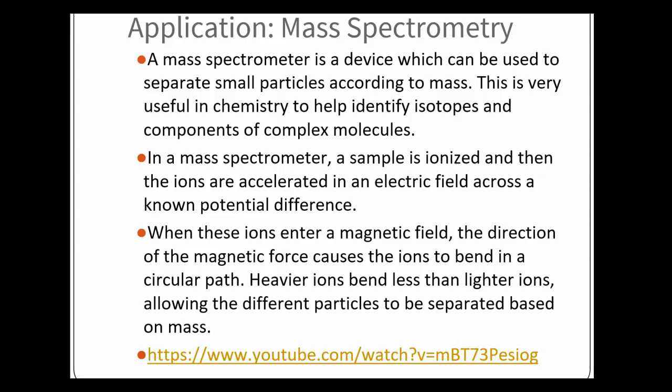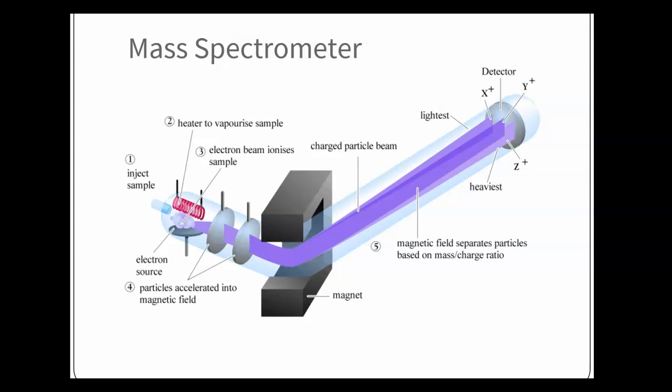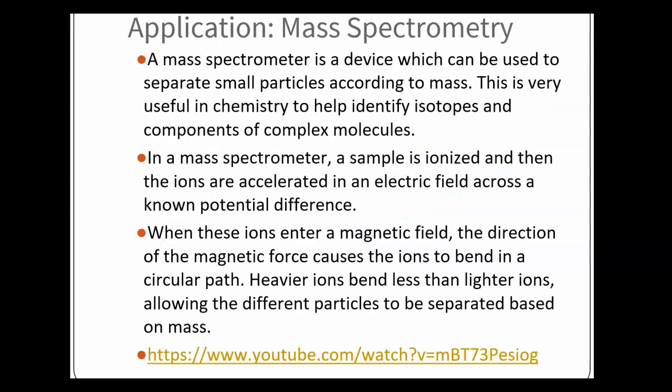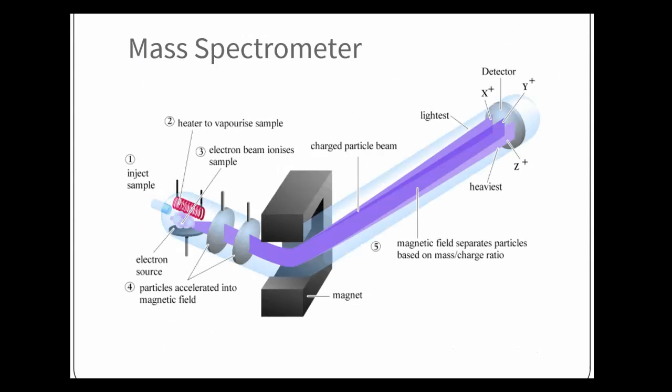Anyway, that's just an example of a mass spectrometer. Basically, they're used in chemistry to separate out different isotopes and elements based off of their mass. Essentially, you take a sample, ionize the whole sample, and pass it through a strong magnetic field, and based off of the speed and the mass of the particles, it separates the light particles from the heavy particles.